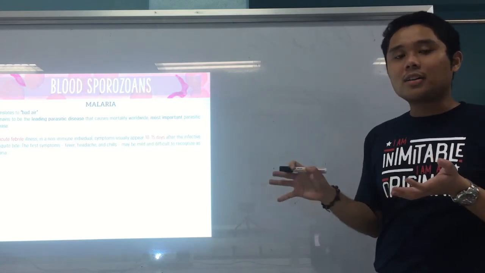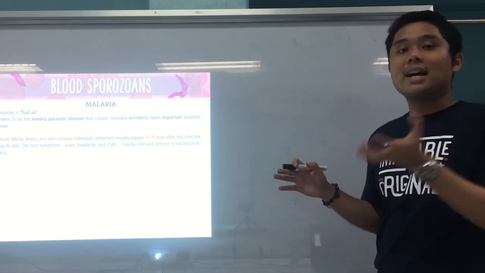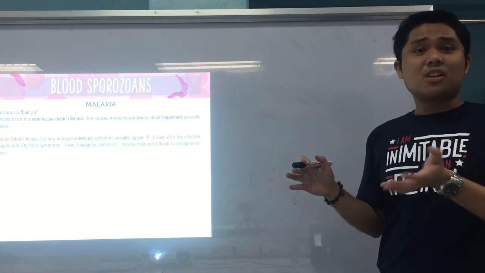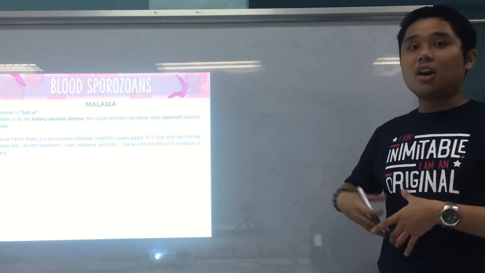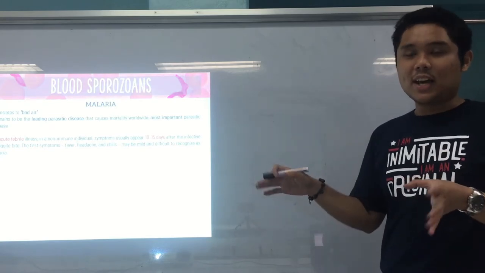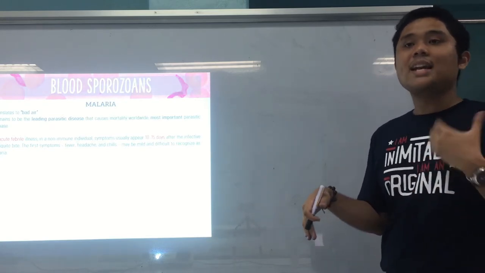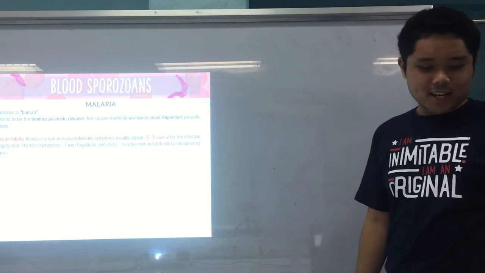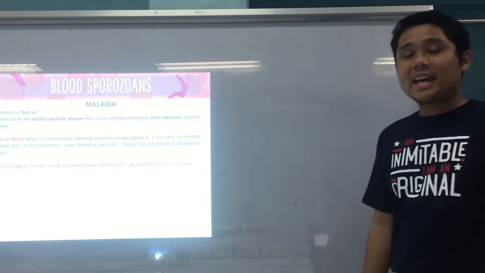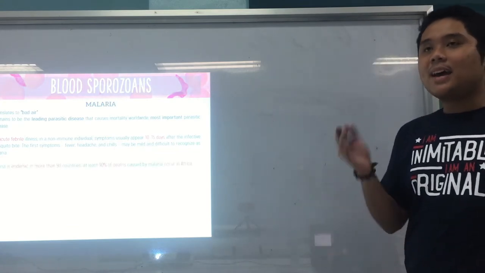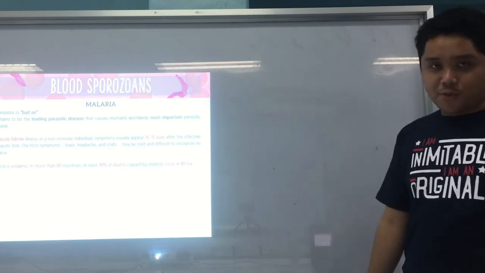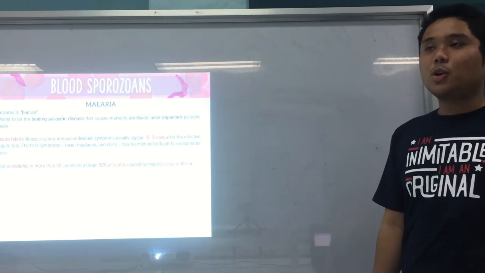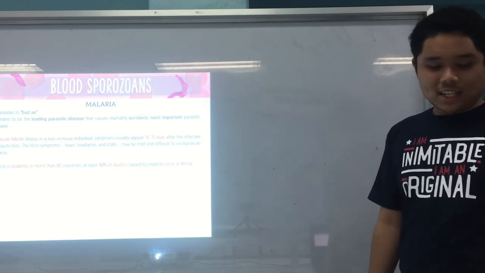Alright, but in the longer run, it can cause hemolysis, jaundice even, or hepatomegaly, like enlarging the liver, in the long run, if it's not addressed, and eventually leads to death. Now, malaria is endemic in 90 countries, and most of the cases, or most of the fatalities, occur in Africa. Because again, it's endemic there, you have a lot of vectors there in Africa.